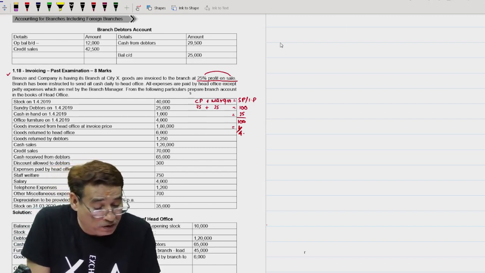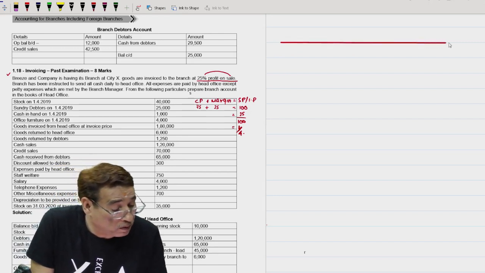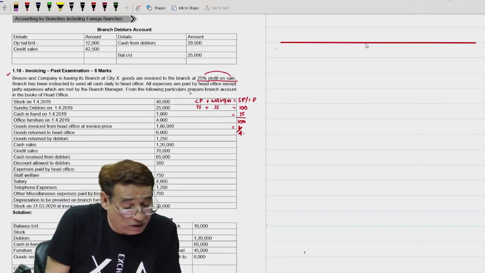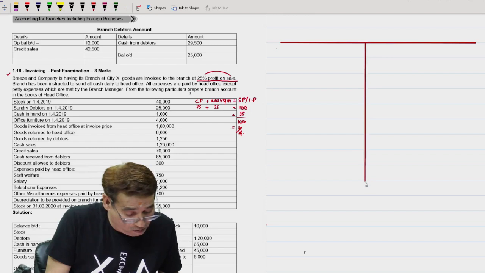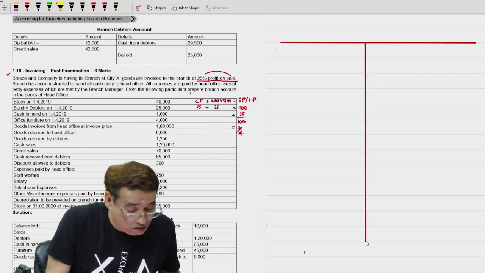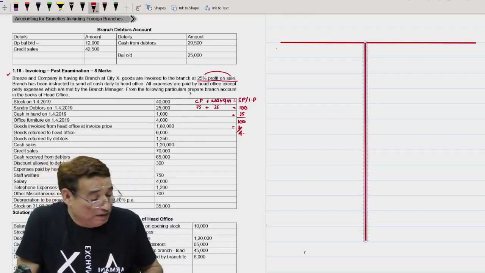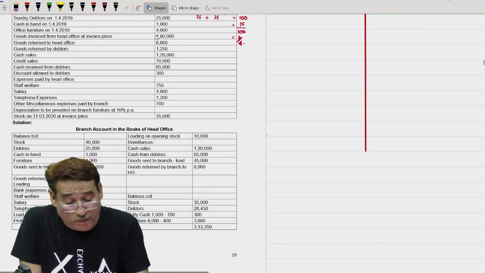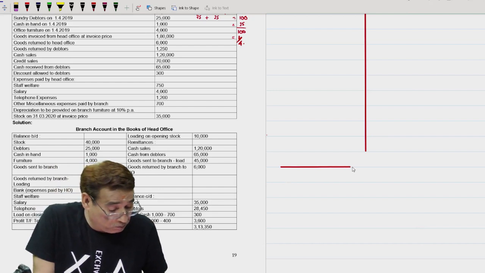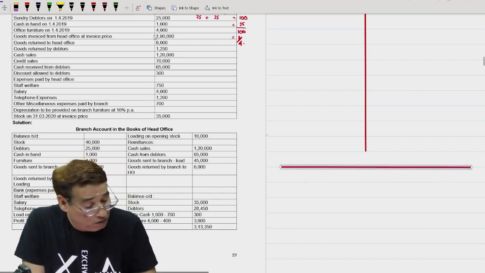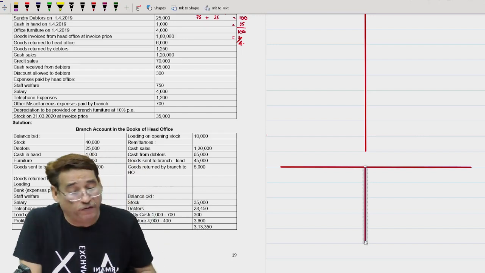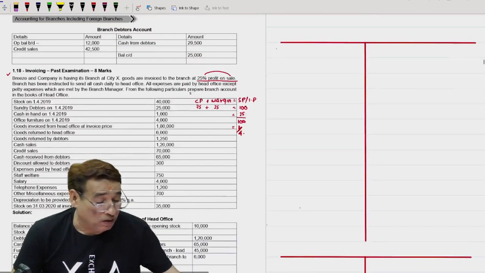First, let me actually stretch a line. So this is the line I have stretched now. And this is your branch account. And then we will prepare branch debtors account also. In order to prepare the branch debtors account, again I will stretch a line. I think this much is enough, correct? So now we have stretched the line. Now we can move over to the solution part.